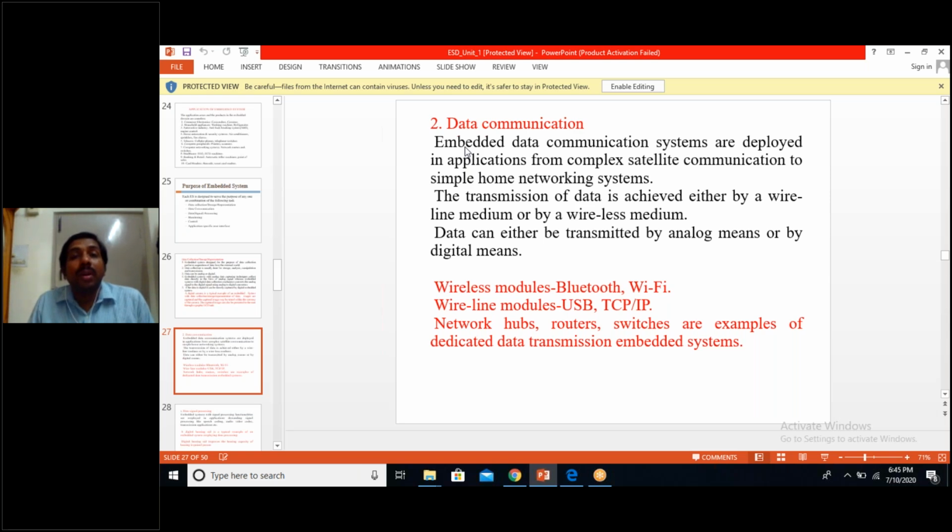If it is a security system of a house, it can be a wired one. But if it is any military application or any company data, we require wireless. So the embedded data must be transferred using satellite systems by either wired or wireless, and data can be in either form, analog or digital. If you consider the wireless modules, Bluetooth and Wi-Fi, we can use it. Zigbee, Bluetooth, Wi-Fi. These are the wireless protocols for transferring the data. Wired data means there is a USB protocol, TCP/IP protocol. We are having hubs, routers, switches for transferring the data.